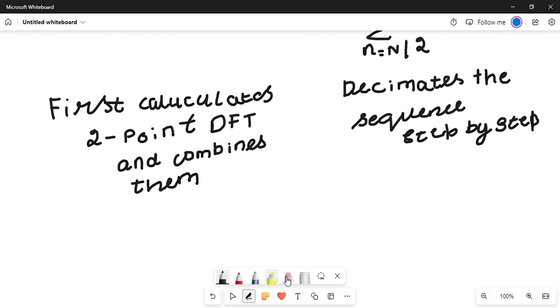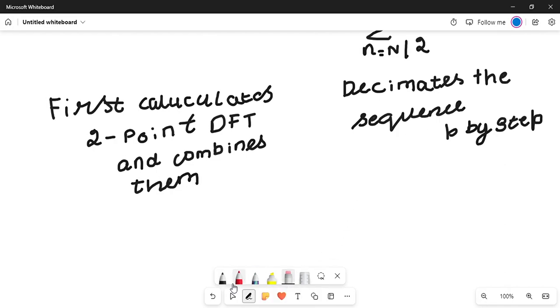So here you are going to start with your 8-point DFT, right? What do you get if you divide the 8-point DFT? Your n-point DFT will be divided to get n by 4-point DFT, and then if you divide that n by 4-point DFT, you are going to get a 2-point DFT, correct? So that is what happens over here. That is decimation.